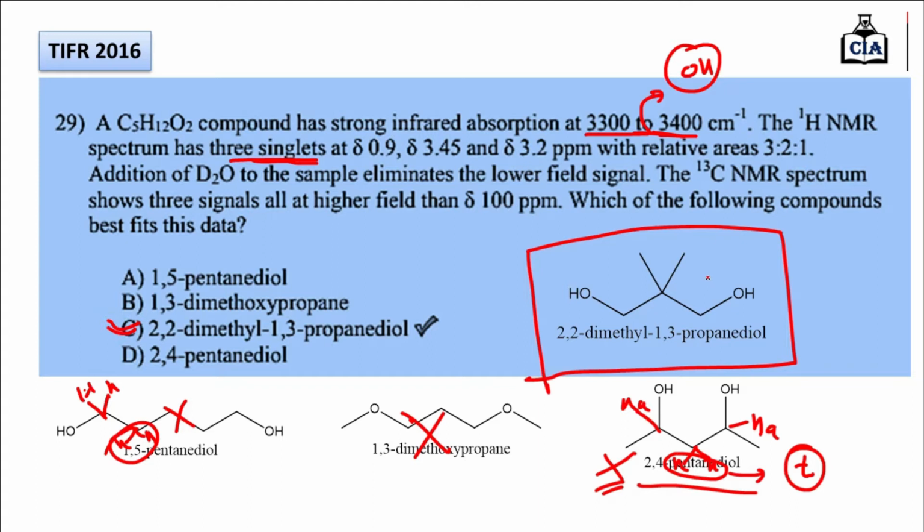And if you look here, both the HA protons, which are the alcoholic protons, are equivalent, so they will give a singlet. Next, these 2 protons of HB type will also give a singlet, because there is no hydrogen atom on the adjacent carbon atom. Also this CH3 proton of type C will give a singlet because there is no hydrogen atom on the adjacent carbon atom. So our correct answer will be option C.